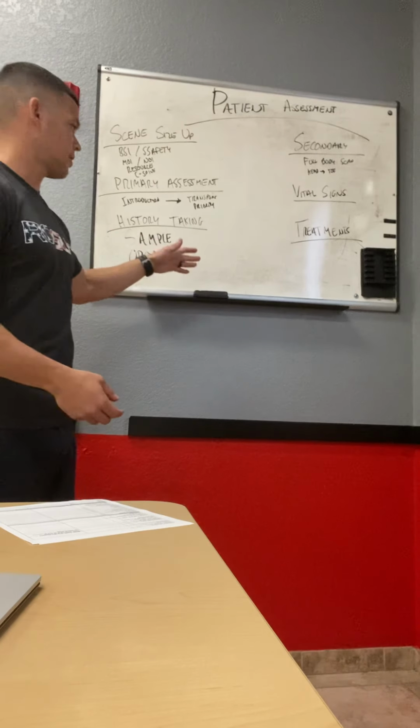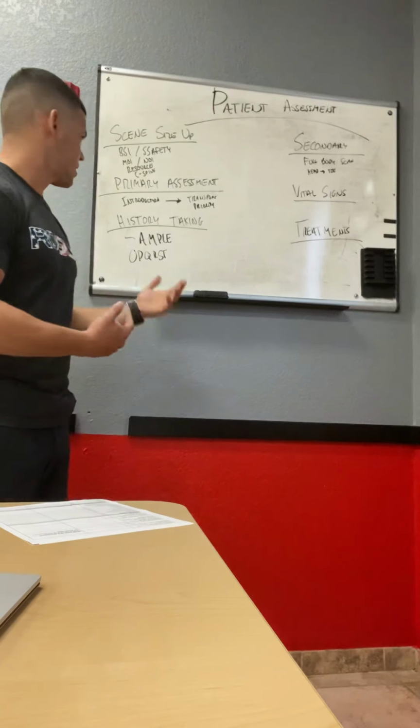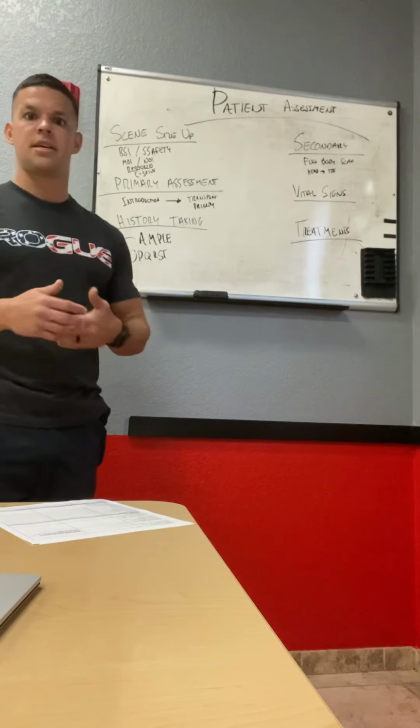OPQRSTI is the last one, it's not up there. Onset. When did this start? Was it rapid, slowed? Provocation, P? Does anything make it better or worse? Quality. What's the quality of the pain? Is it sharp, achy, dull, throbby? Does it radiate? R. Does it go from your jaw down to your chest or your arm?